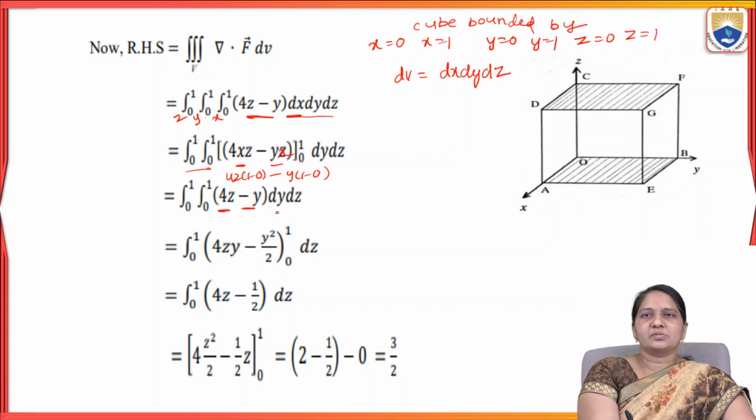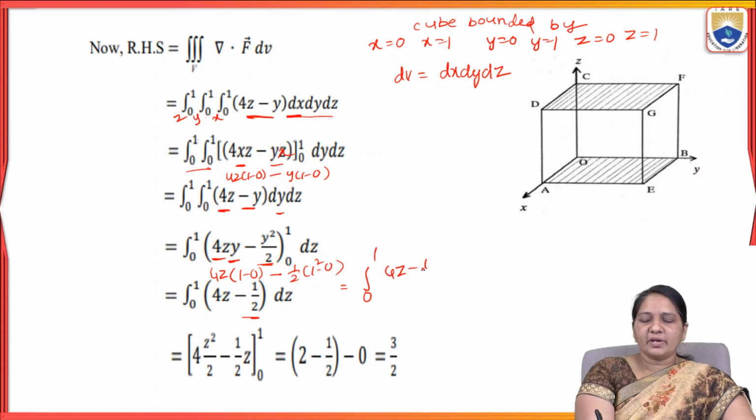Now we are doing with respect to y. So 4z into integral dy is y, and integral y is y square by 2. Limits are 0 to 1, into dz. So we replace 4z into 1 minus 0, minus 1 by 2 into 1 square minus 0. So finally 4z minus 1 by 2. So here integral 0 to 1, 4z minus 1 by 2 into dz.